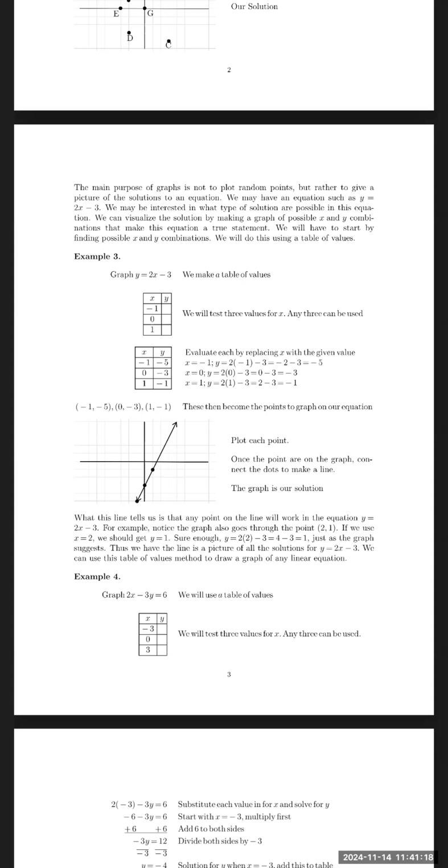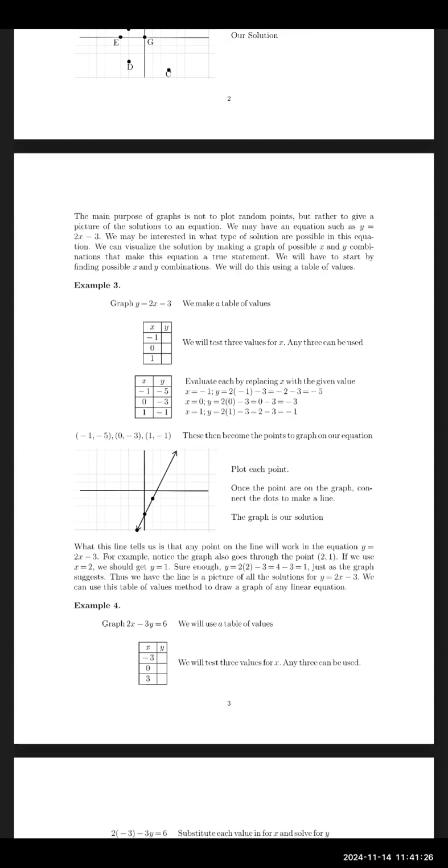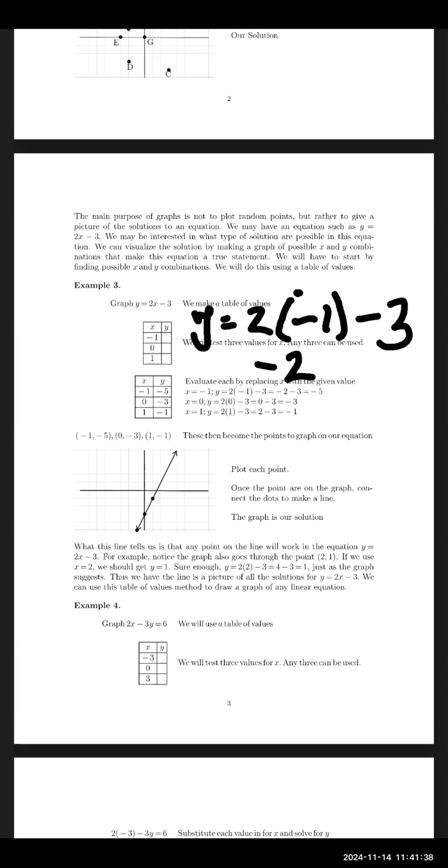So then it becomes y is equal to, the first case, 2 times -1, which is -2, minus 3. And so when you do that, y is equal to 2 times -1 minus 3. What is 2 times -1? -2, and then -3, and the answer is -5. So whenever x is -1, your y is -5.